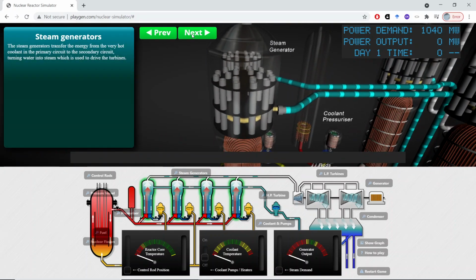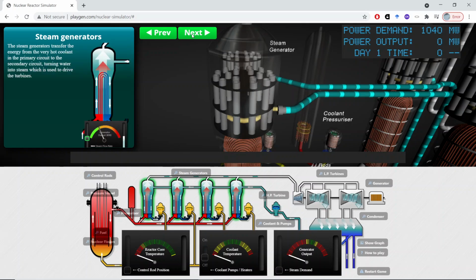Steam generators. The steam generators transfer the energy from the very hot coolant in the primary circuit to the secondary circuit, turning water into steam, which is used to drive the turbines. Yes, so basically this is very different from an RBMK nuclear power plant, because here we don't let the water that touches the nuclear fuel go through the turbine.